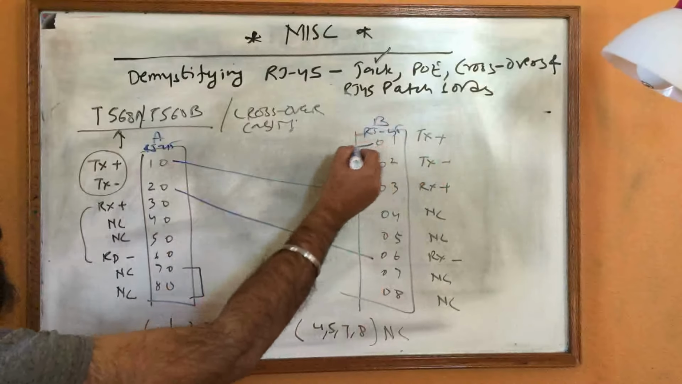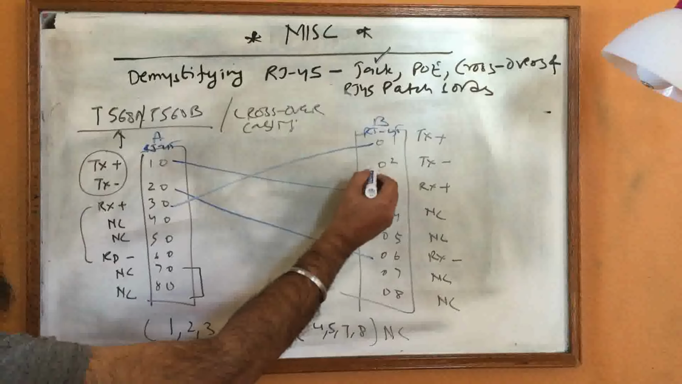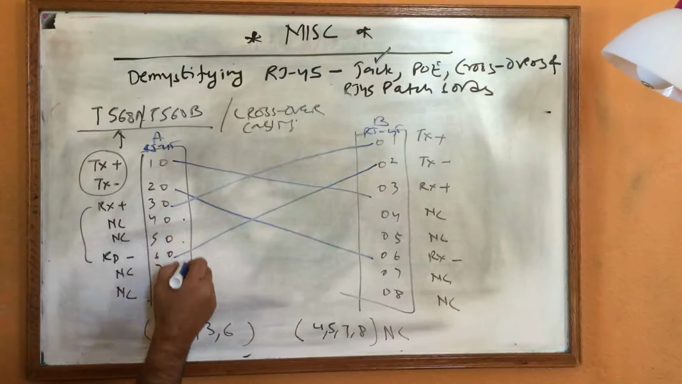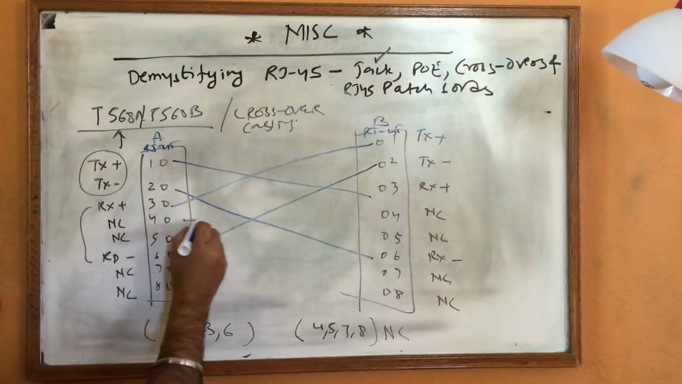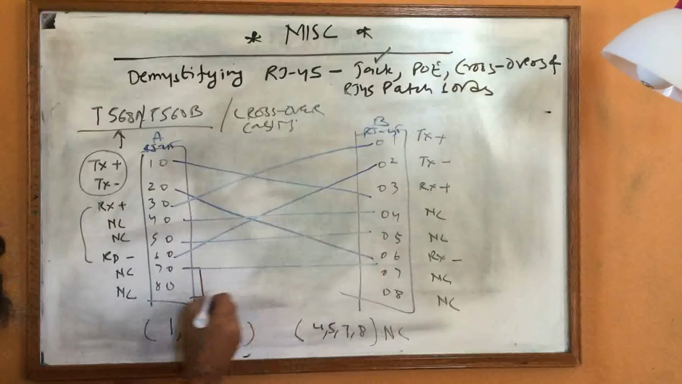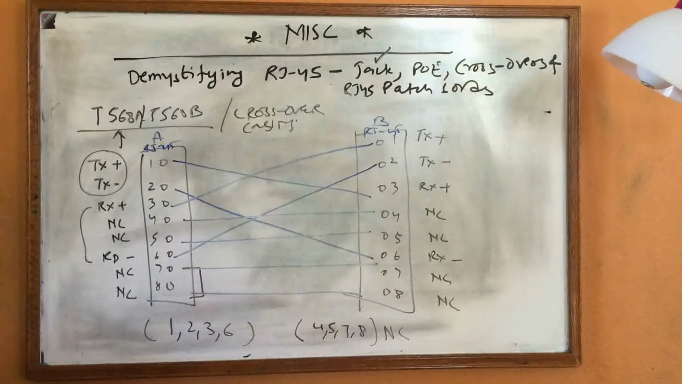1 will go to the 3 and 2 will go to 6. That's all the crossover cabling configuration is. So what is remaining now? 4, 5, 7, 8 is remaining. So 4 goes to 4, 5 goes to 5, 7 goes to 7, 8 goes to 8. So when you cross the cables like that, it means that it's a crossover cable configuration.